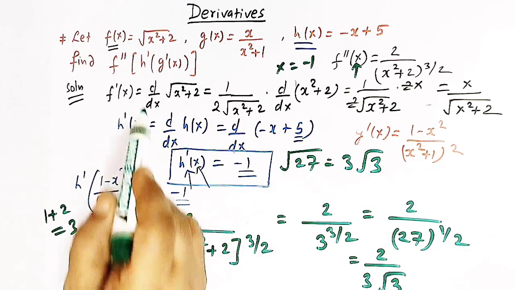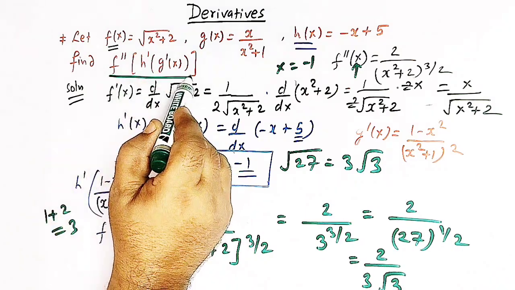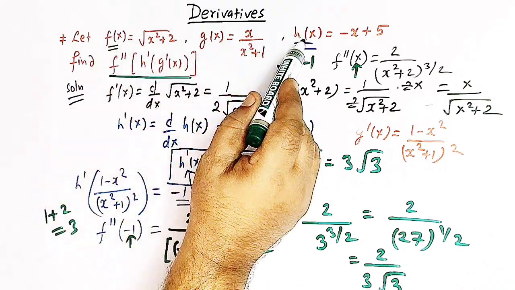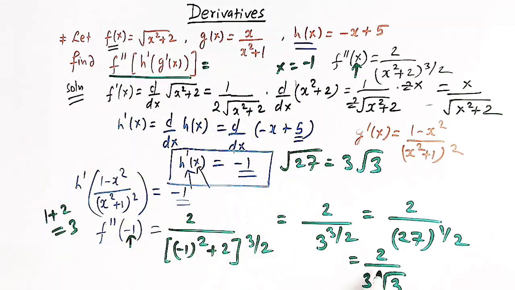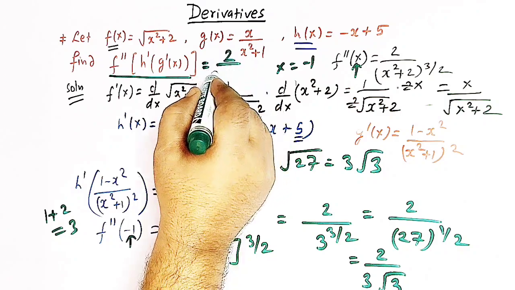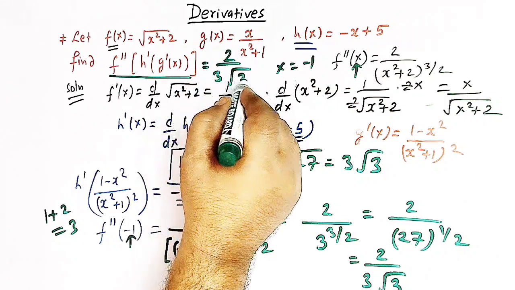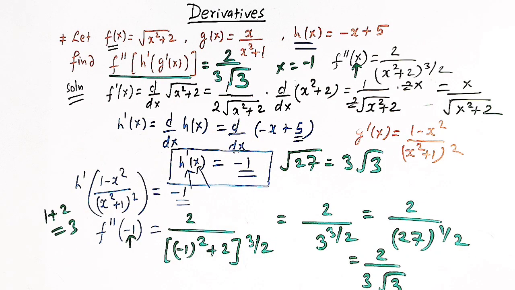So viewers, the value of this expression when we have these three functions is equal to 2 divided by 3 times square root of 3. So this is how by using all these concepts we can easily solve these kind of problems related to derivatives.